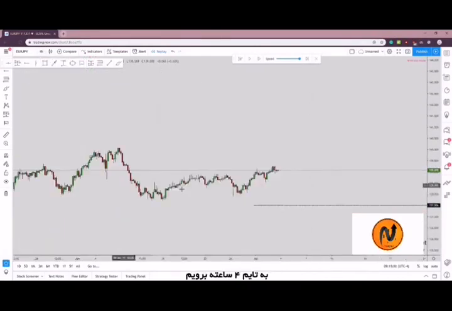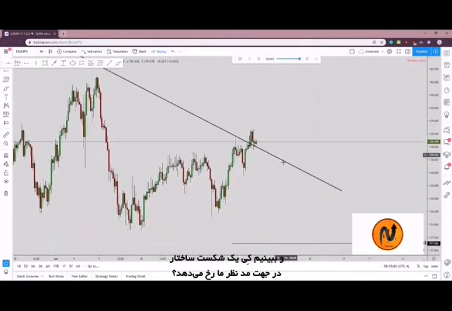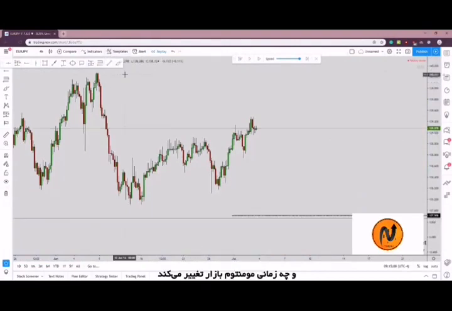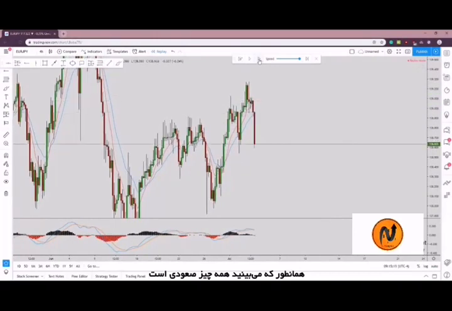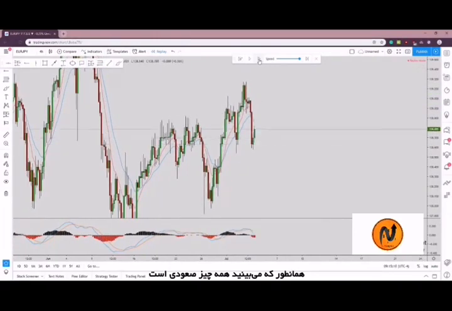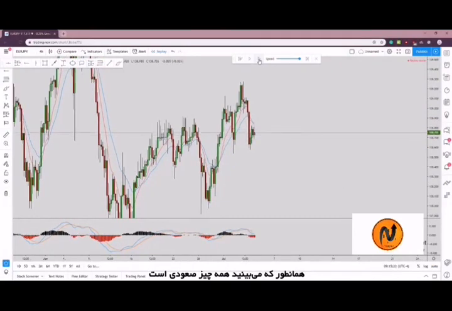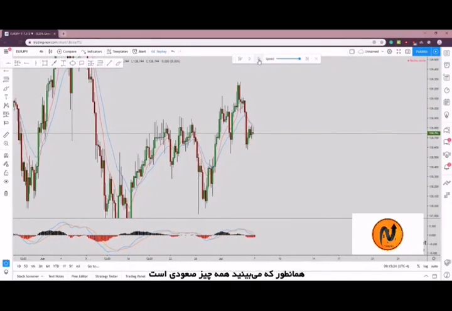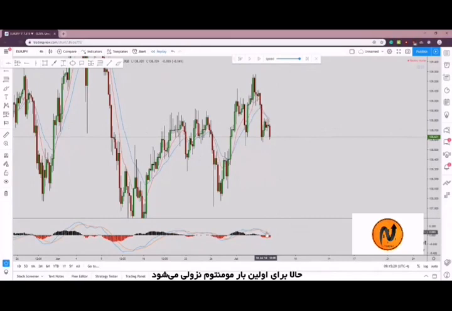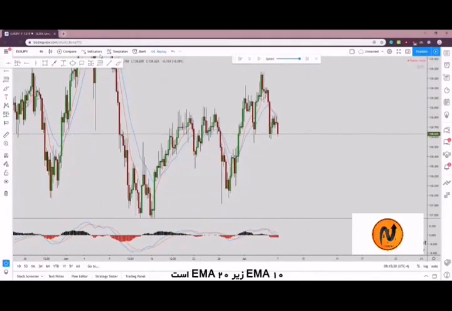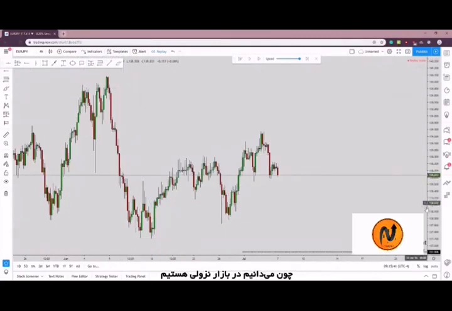Let's go on the 4 hour time frame and let's see when we get basically a break of structure in our favor and the momentum to shift in our favor. Now at the moment everything is still bullish, as you can see. Everything is still bullish. Now this is the first time that the momentum shifts to the downside. As you can see, now the MACD is below the 0. The 10 EMA crossed below the 20 EMA. Perfect. We can now delete all indicators because we know that we are in a bearish market.